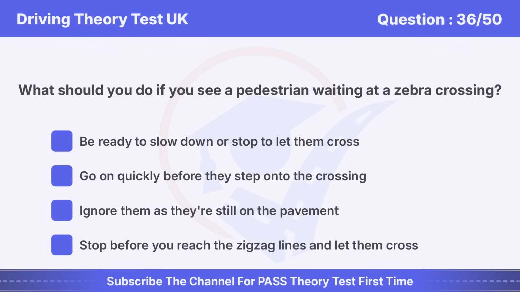Question 36. What should you do if you see a pedestrian waiting at a zebra crossing? Option A. Be ready to slow down or stop to let them cross. B. Go on quickly before they step onto the crossing. C. Ignore them as they're still on the pavement. D. Stop before you reach the zigzag lines and let them cross.